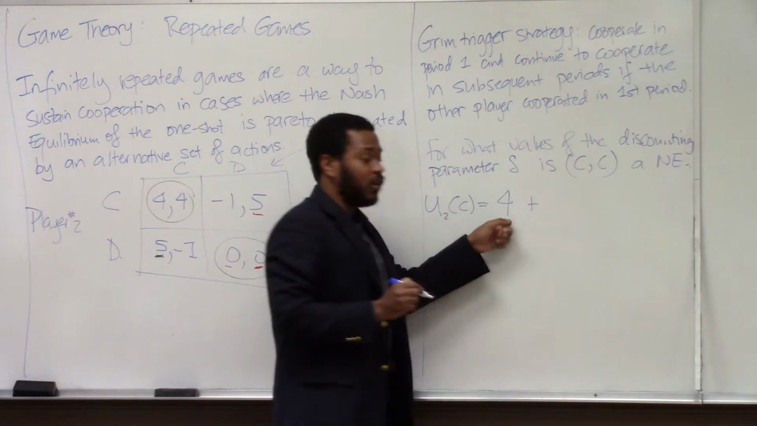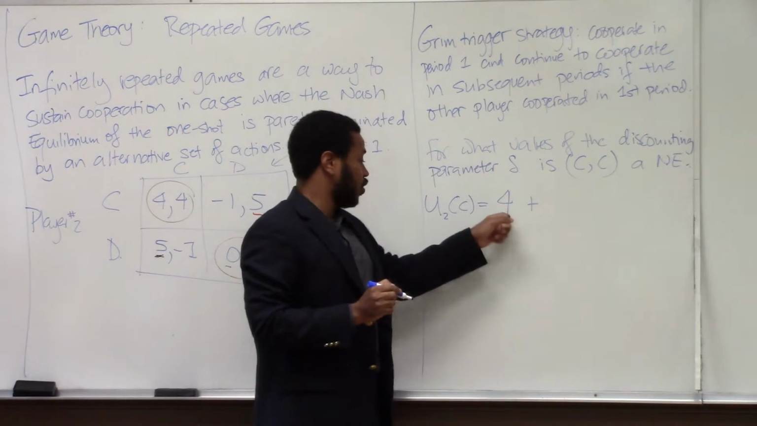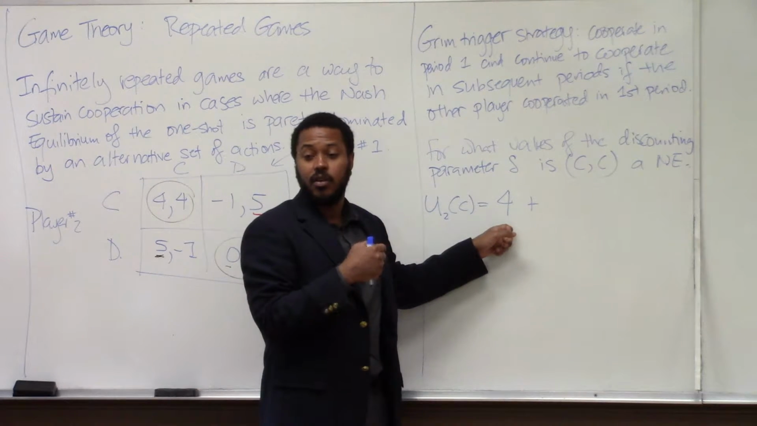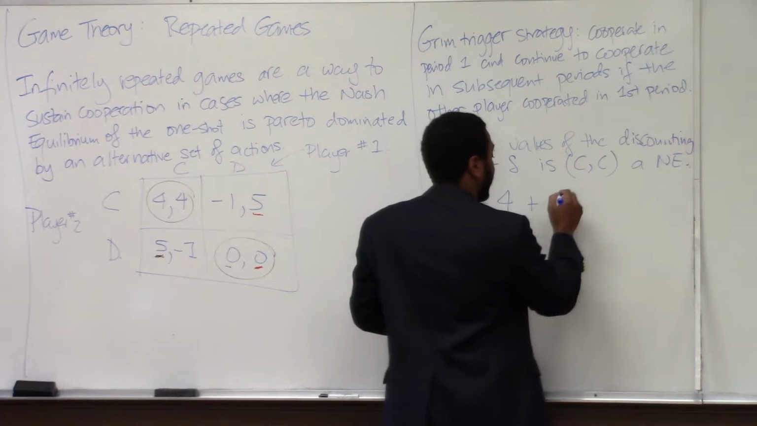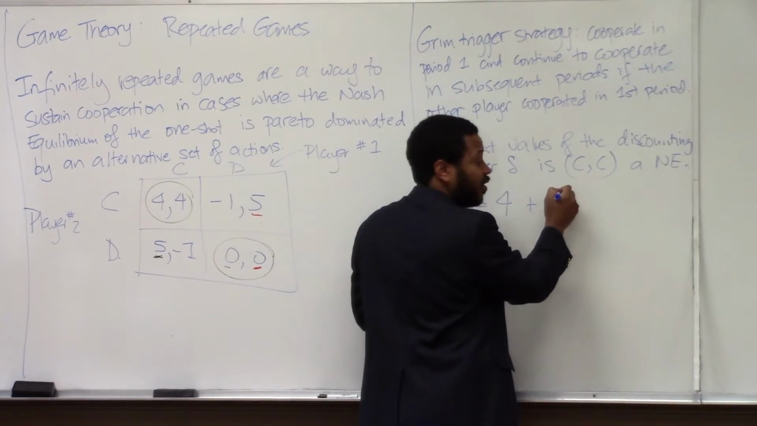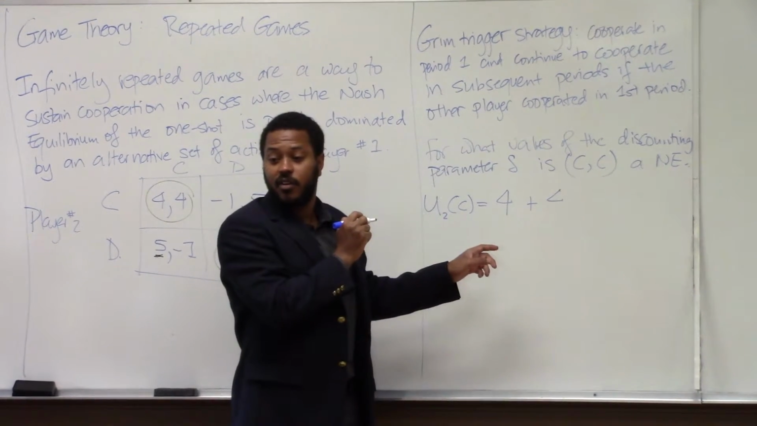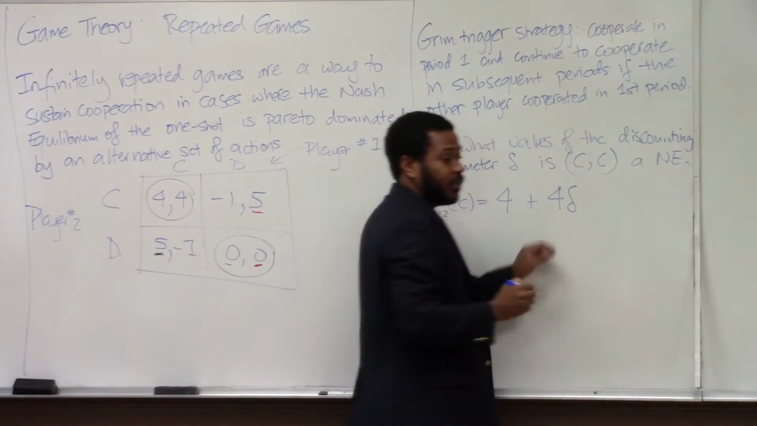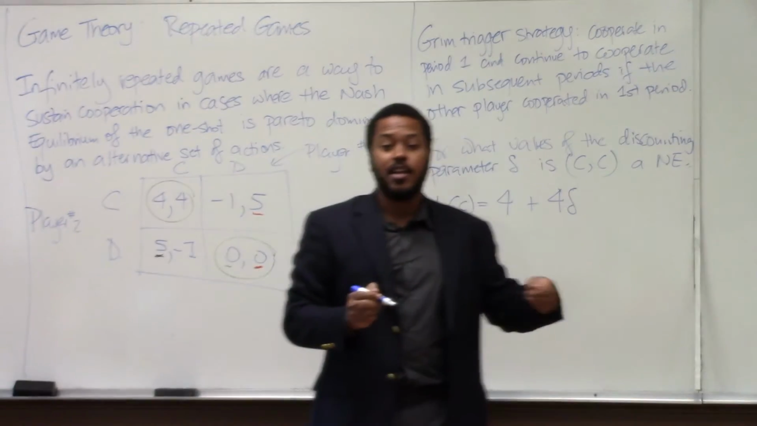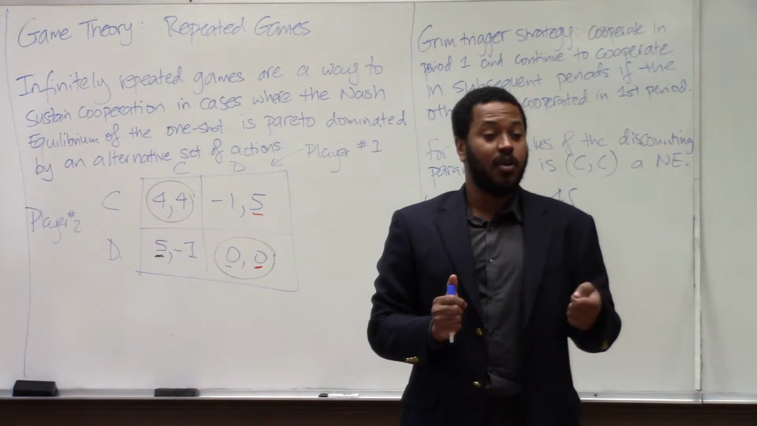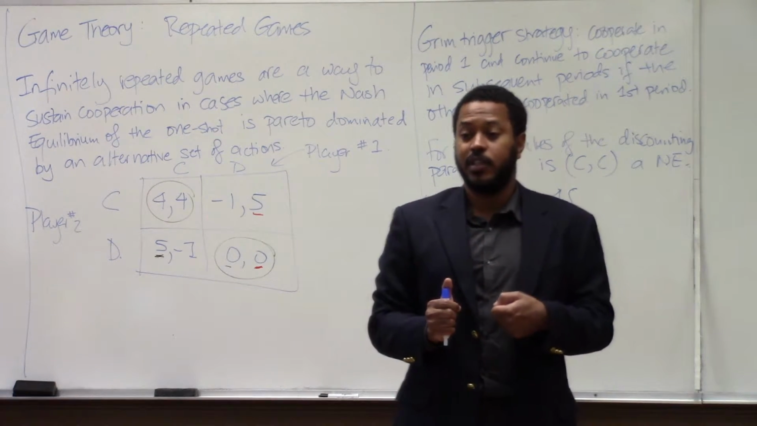Now, since player 2 chose to cooperate in the first period, what is player 1 going to do given their strategy? It's going to cooperate too. And so in the second period, what's going to be the utility? 4 times delta. Because what this delta here is saying is that my valuation of the utility for tomorrow is going to be a little less than my valuation of the utility today.